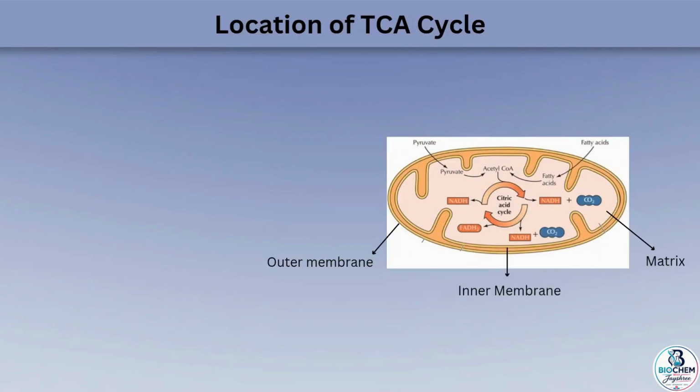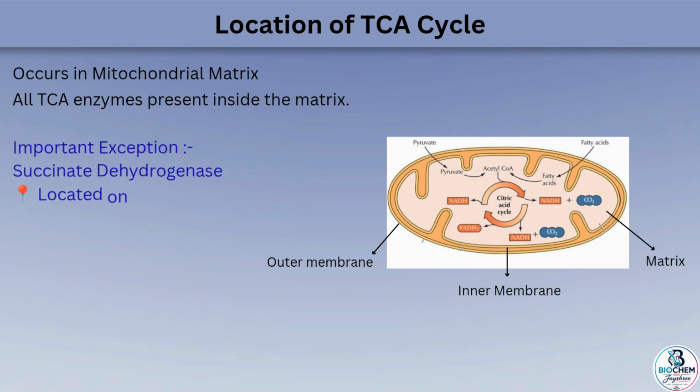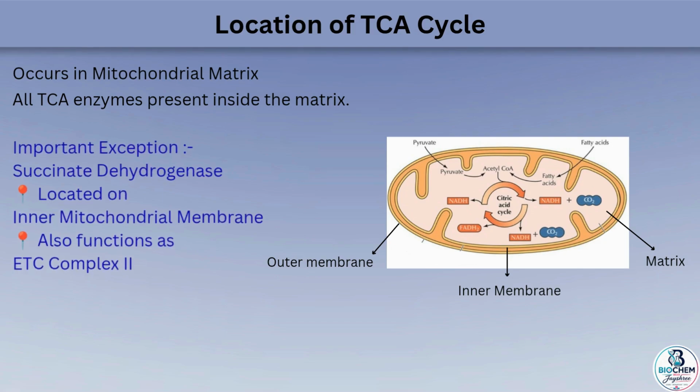Now comes the location of the TCA cycle. The TCA cycle takes place inside the mitochondrial matrix in eukaryotic cells. Almost all TCA enzymes are located in the matrix. However, there is one important exception, which is succinate dehydrogenase. This enzyme is embedded in the inner mitochondrial membrane. Interestingly, this enzyme also functions as complex 2 of the electron transport chain.